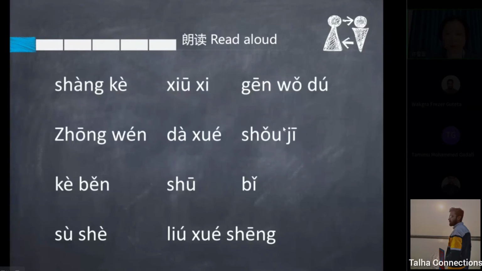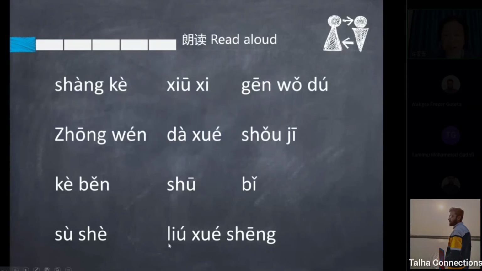好. The last one here. Student: Prof, what does shè mean? Dormitory, the dorm. If you live on campus, you will live in a dormitory. Yeah, that is 宿舍.